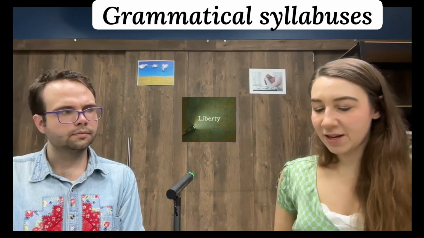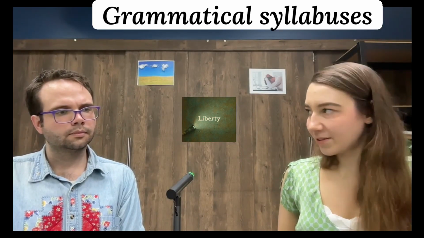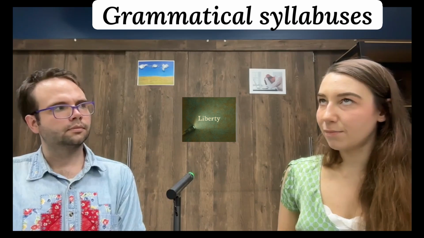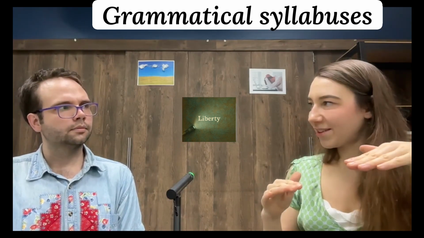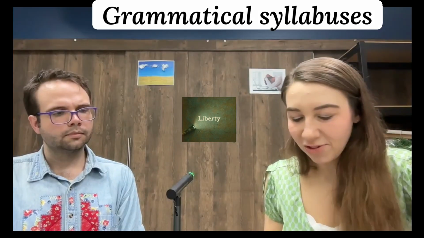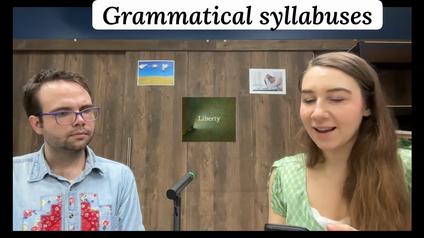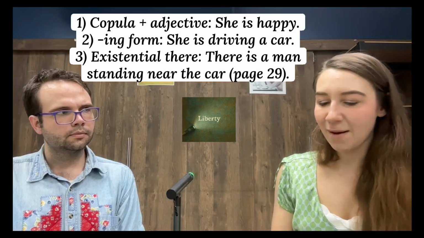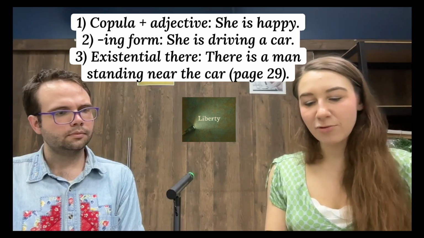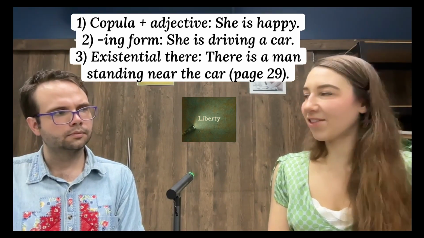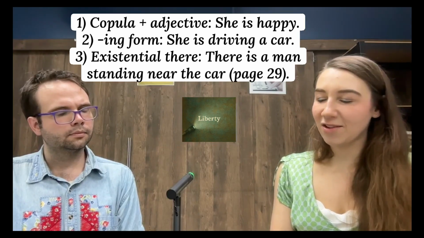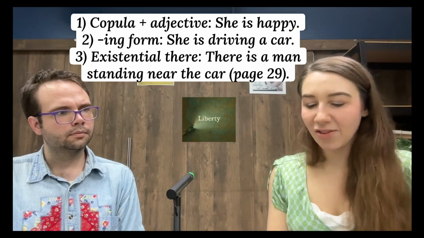So the first one that he considers is the grammatical syllabus, which is where you choose topics in grammar and order them by complexity. So he's got some examples. Starting with copular and adjective combinations, she is happy. And then next lesson, introduce the ing form, she is driving a car. And then the next lesson, introduce existential, there is a man standing near the car.